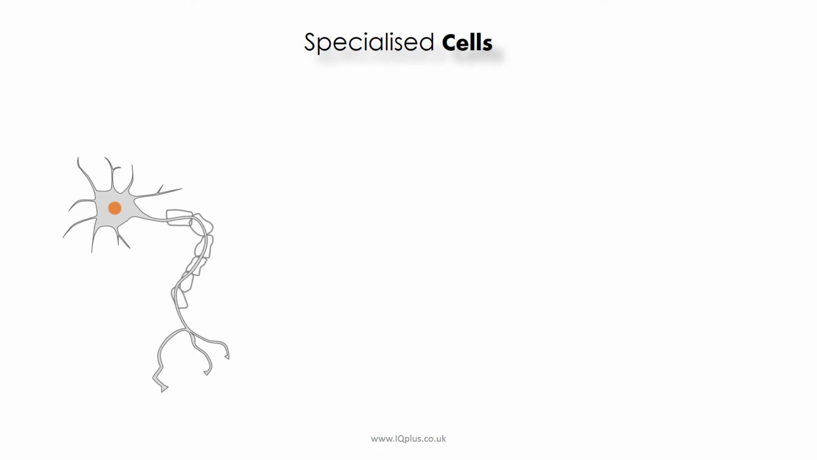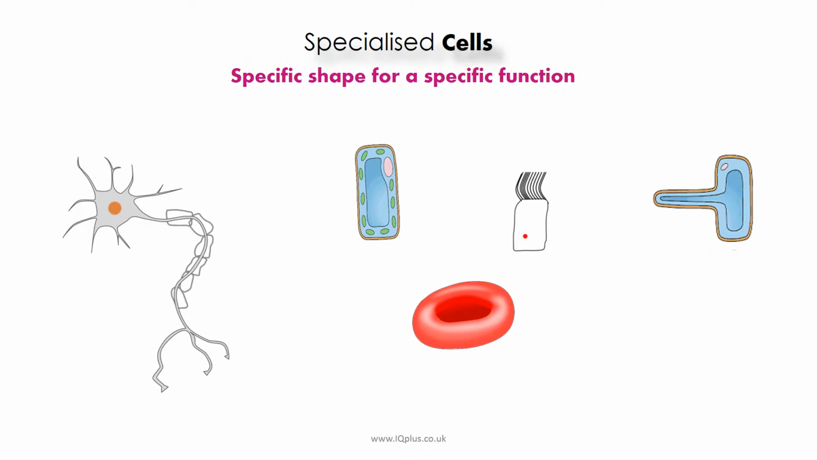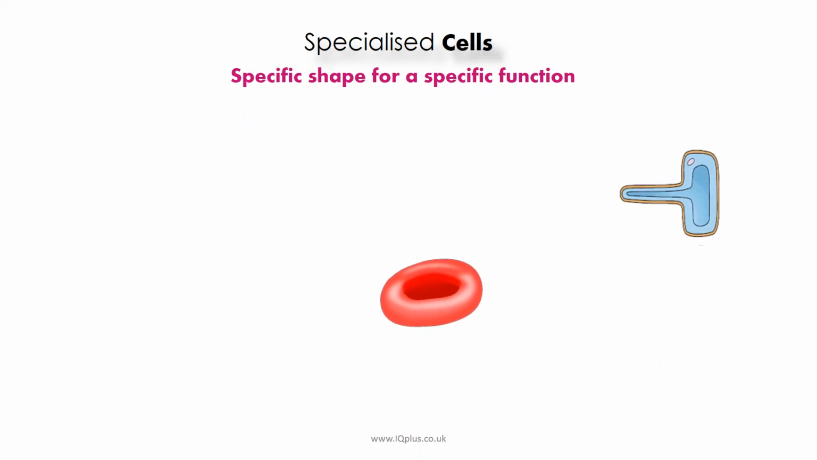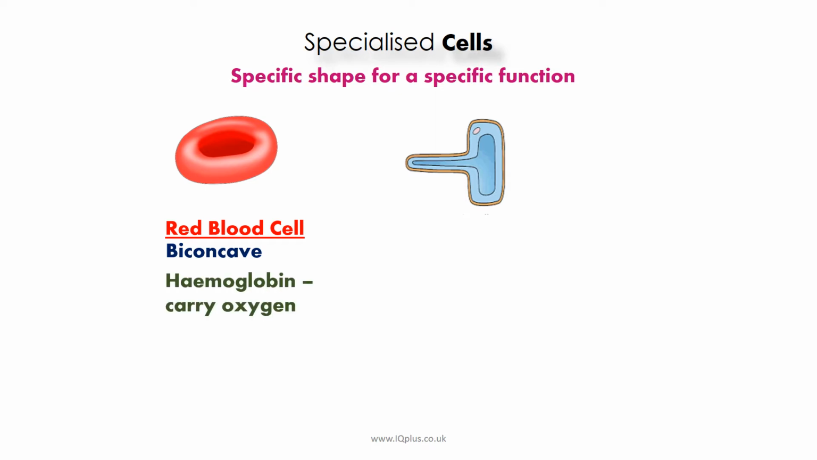Not all cells look the same. Cells are specialized, which means they have a specific shape for a specific function. You will need to be able to describe cells and their adaptations that allow them to carry out their special functions. Let's take a look at a couple of examples within animals and plants. In animals, you'll find within the bloodstream the red blood cell. The red blood cell has a unique shape. It's biconcave. It also has hemoglobin, a special molecule that allows it to carry oxygen. Red blood cells are unique in the fact that they don't actually contain a nucleus, which means that there's more room to carry the hemoglobin and hence carry oxygen.